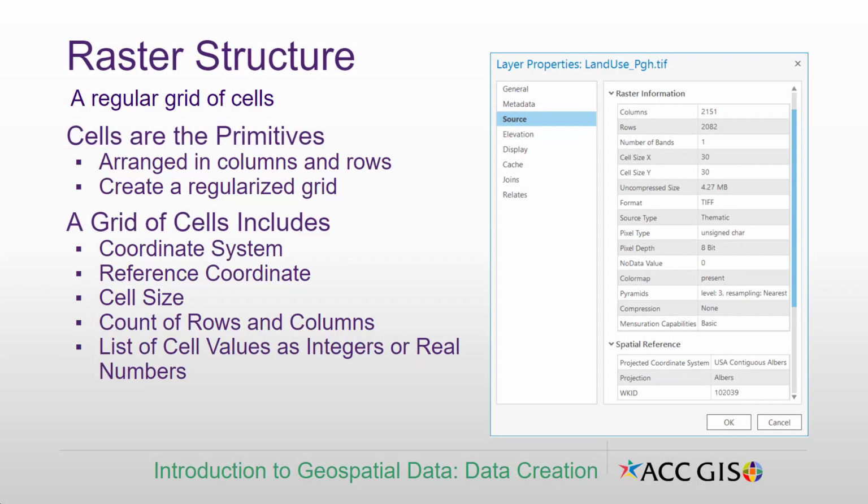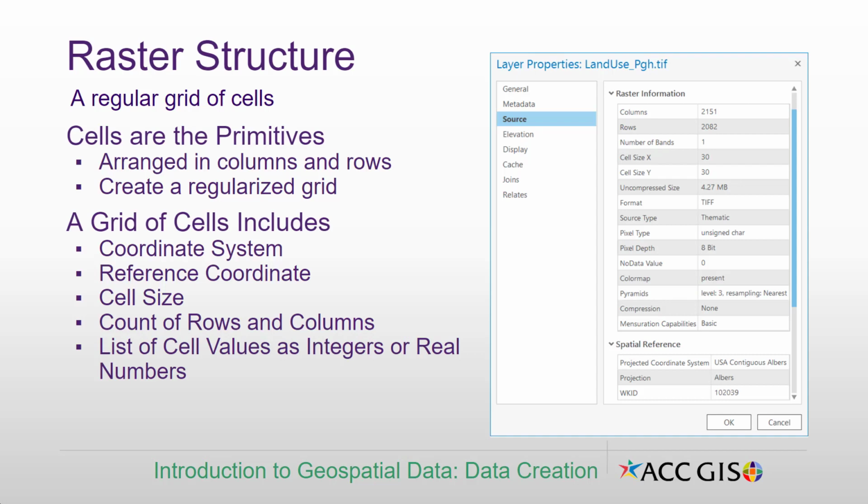Rasters are structured as a regular grid of cells. Now, where the primitive for vector data are points, the primitive for raster data are cells arranged in columns and rows that create a regularized grid of data. And that grid of cells includes a coordinate system, a reference coordinate, cell size, counts of rows and columns, and a list of cell values as integers or real numbers.